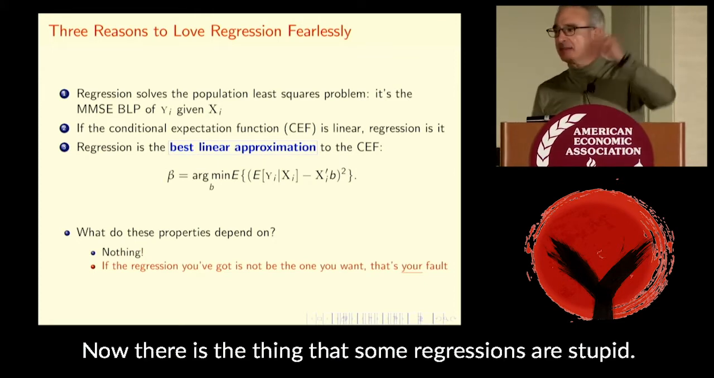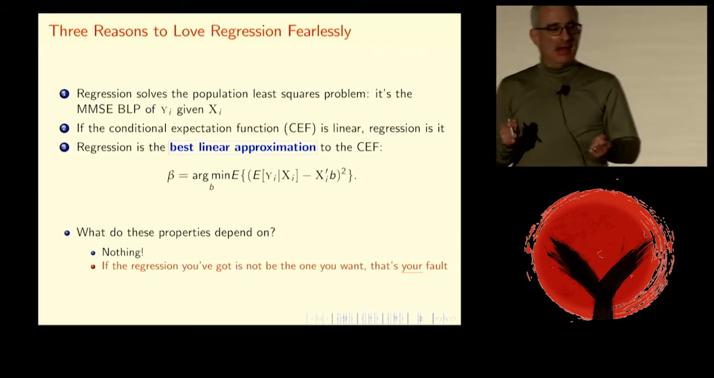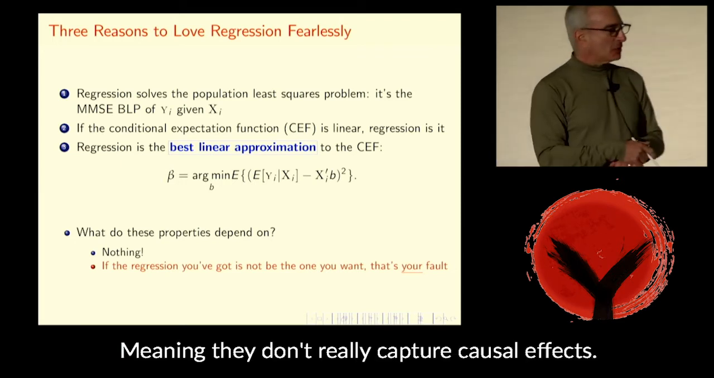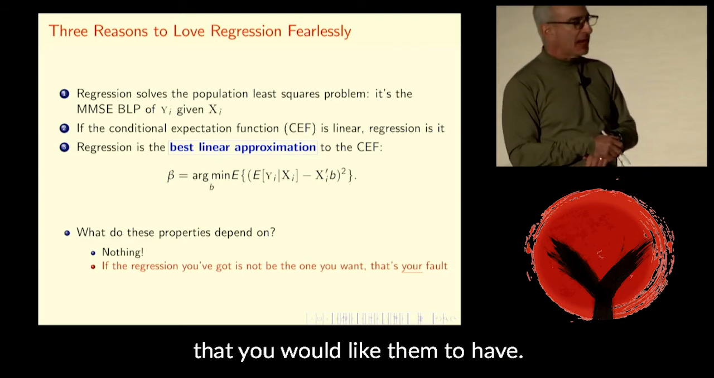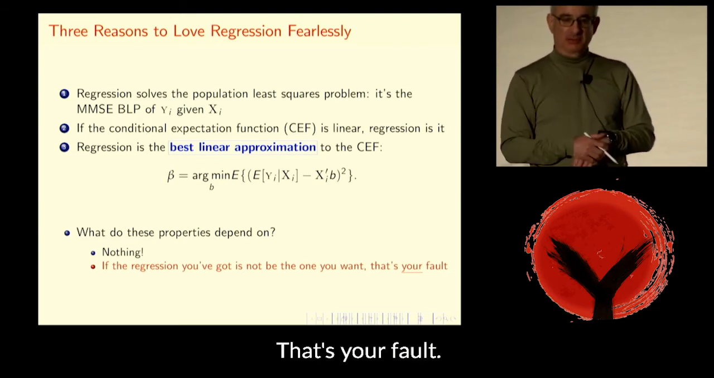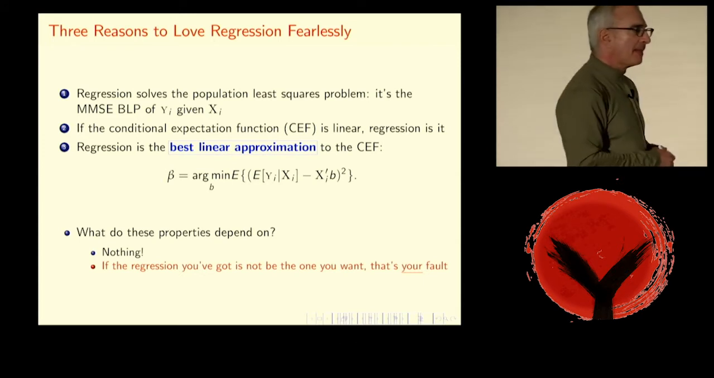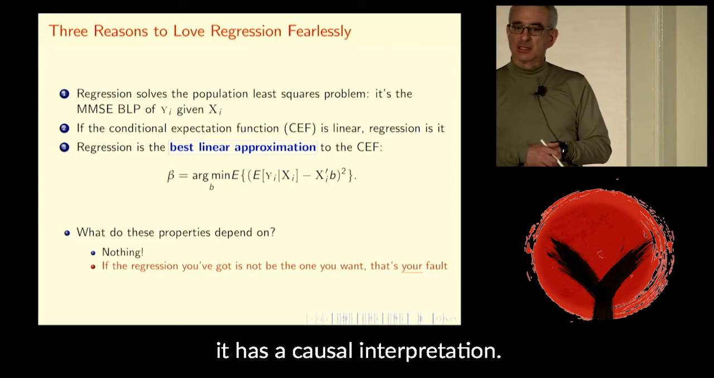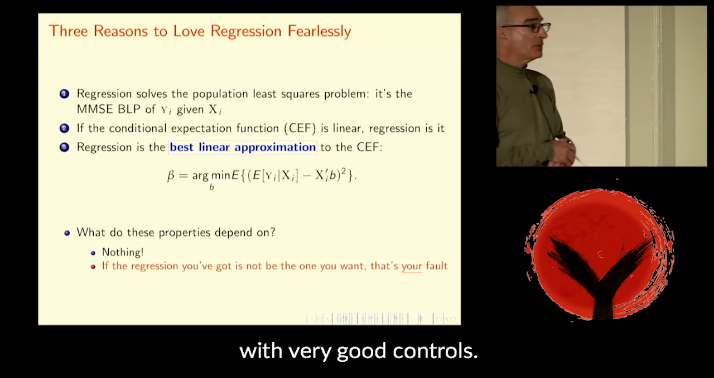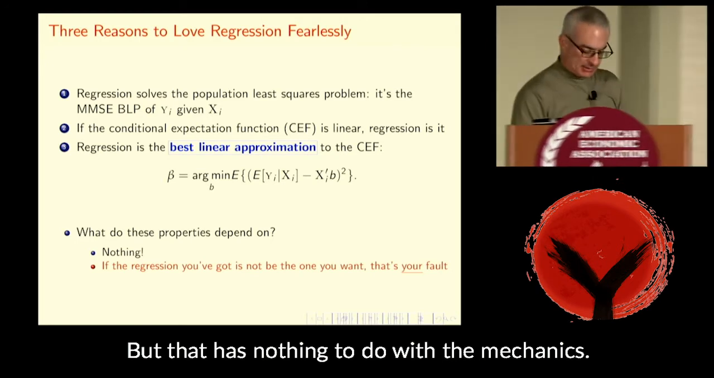Now, there is a thing that some regressions are stupid, meaning they don't really capture causal effects or they don't have the interpretation that you would like them to have. That's your fault. Regression does what it does. It's just a formula. The question of whether it has a causal interpretation, well, you may not have come up with very good controls. But that has nothing to do with the mechanics.